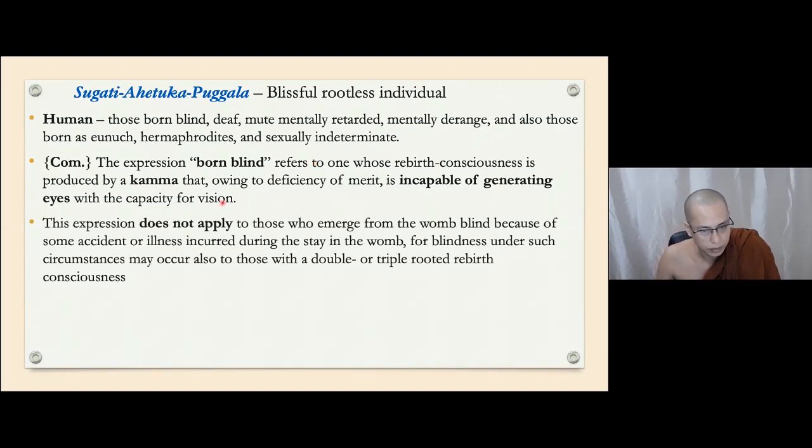This expression does not apply. That's why this expression of born blind or born deaf, etc., does not apply to those who emerge from the mother's womb blind. Even during the time of the Pratisandhi, he was born as a double rooted or triple rooted individual. But due to any other reason, during the time he lived in the mother's womb, the eye can be damaged, and also the ear can be damaged, so he was born as a blind person or deaf person.